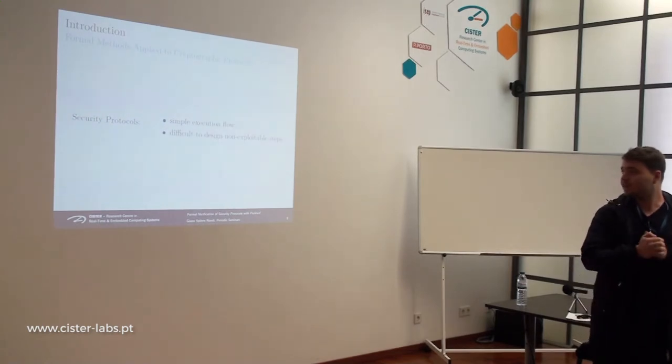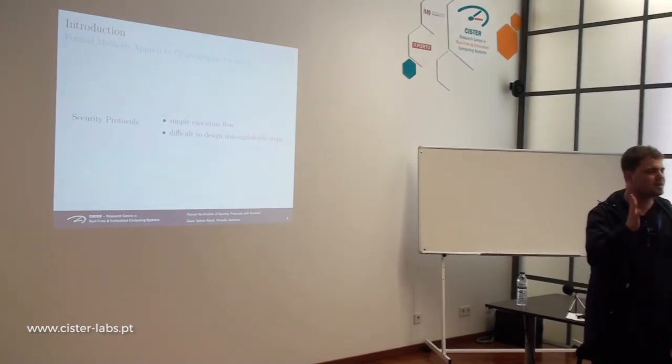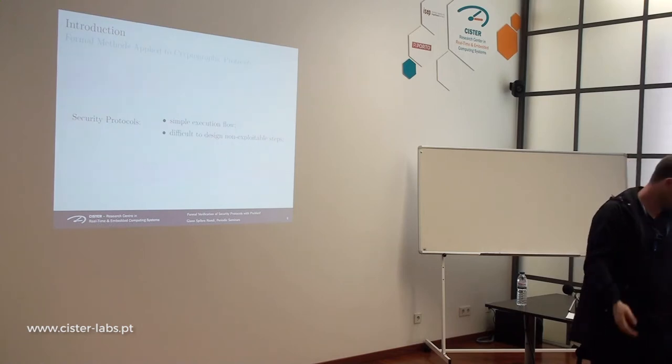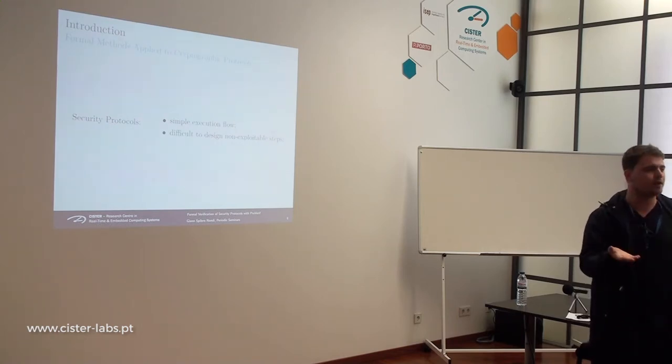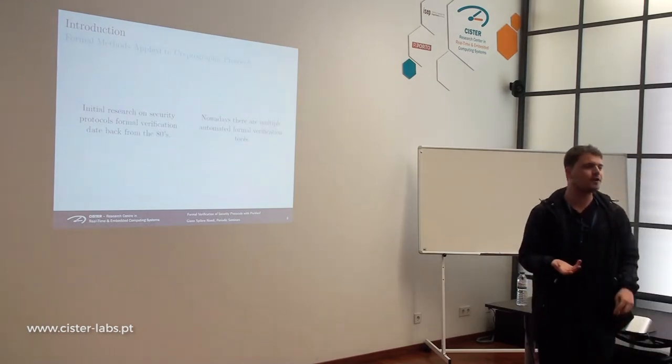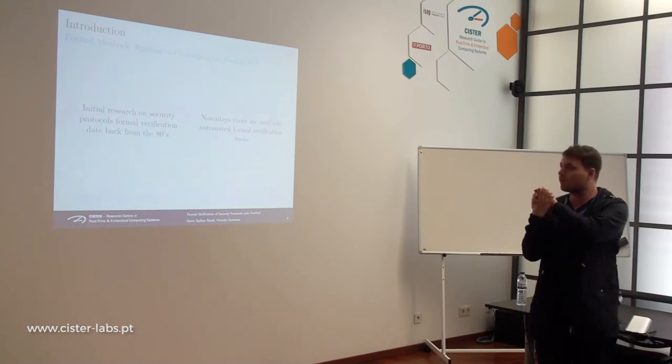Security protocols have a simple execution flow, but making them have steps throughout that are not vulnerable at all is hard, because if there is one single step of your protocol that is vulnerable, the whole thing is vulnerable. So using formal methods, you can find specific vulnerabilities, or try to prove that your protocol doesn't have any vulnerability. What I'm talking about here is applying formal methods to cryptographic protocols.